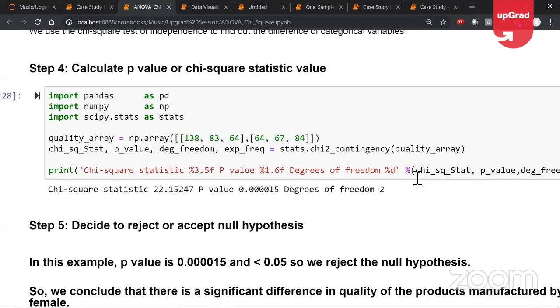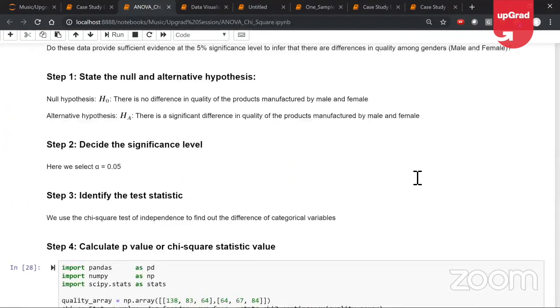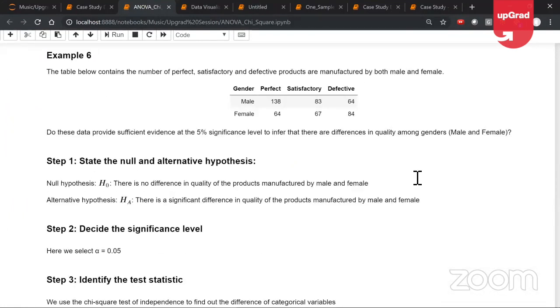And what is the problem statement we are looking at right now? Here, we are looking at gender and the kind of products they are manufacturing. Are they manufacturing perfect products, satisfactory products, or defective products? Gender versus the type of products they're manufacturing. Is it perfect? Is it satisfactory? Is it defective? So with a chi-square test, we can actually establish a relationship. Again, the implementation details are not so important here.